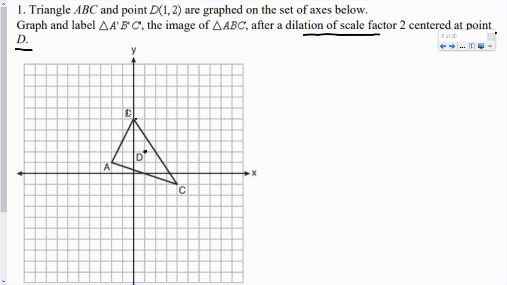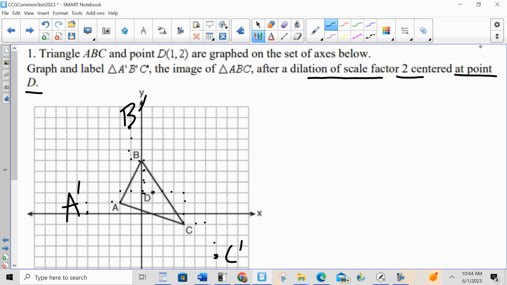I'll start with B. Left 1, up 3. I'm going to do that the scale factor number of times. So left 1, up 3, 1. Left 1, up 3, 2. That's B prime. Now I will do it for A. Left 3, down 1, 1. Left 3, down 1, 2. And for C, right 3, down 3, 1. Right 3, down 3, 2. There's my C prime. I connect them with a straight edge.